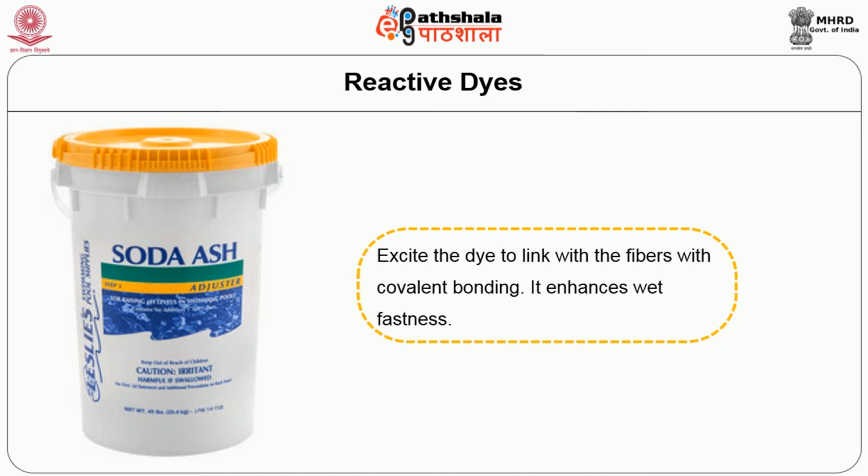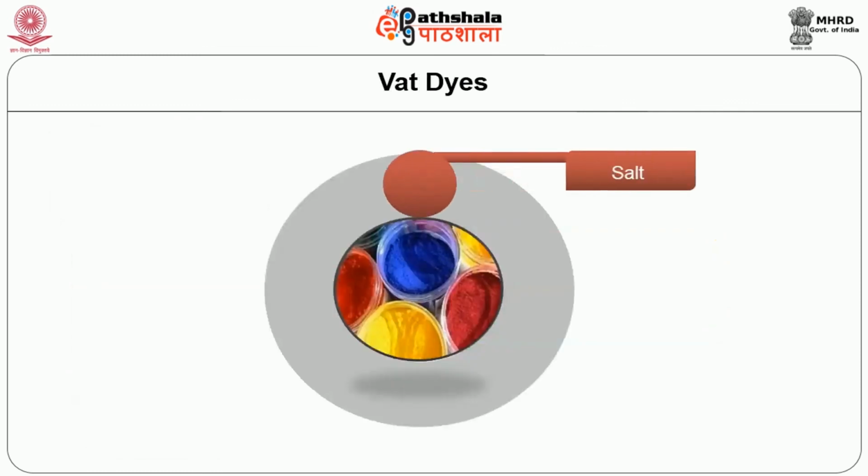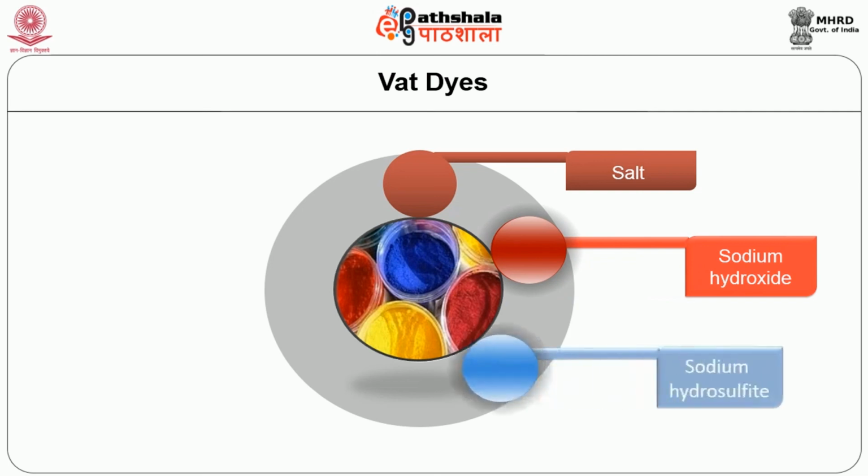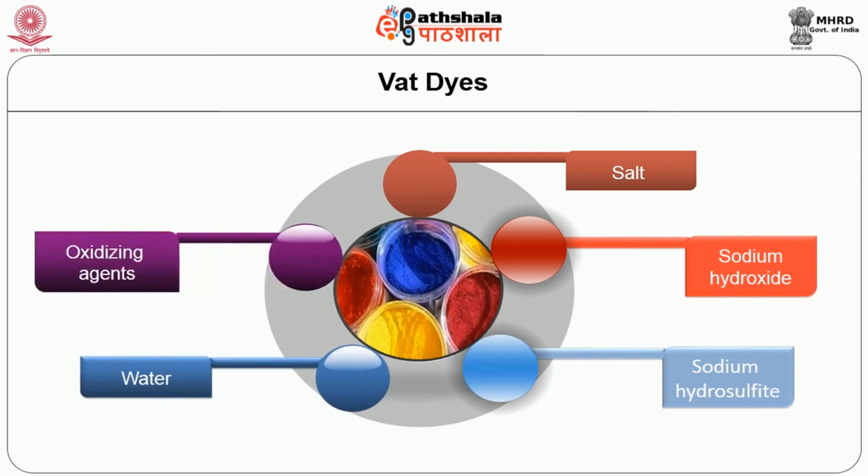It enhances wet fastness. In vat dyes, salt, then sodium hydroxide. This is used to adjust the pH of the dyeing bath and make suitable conditions for the reducing agent. Sodium hydrosulfite is a reducing agent for the vat dyes. Water and oxidizing agents like hydrogen peroxide or acetic acid or air oxidizes the soluble dye to insoluble dye.